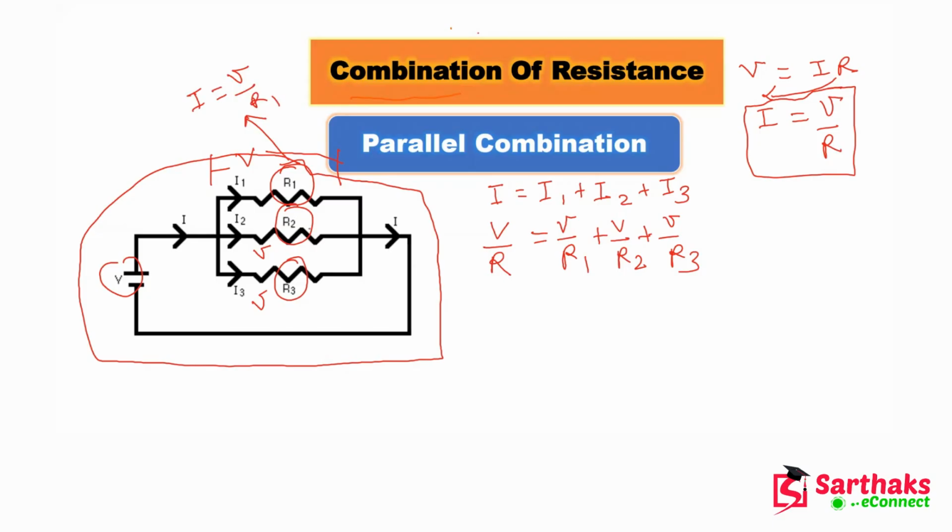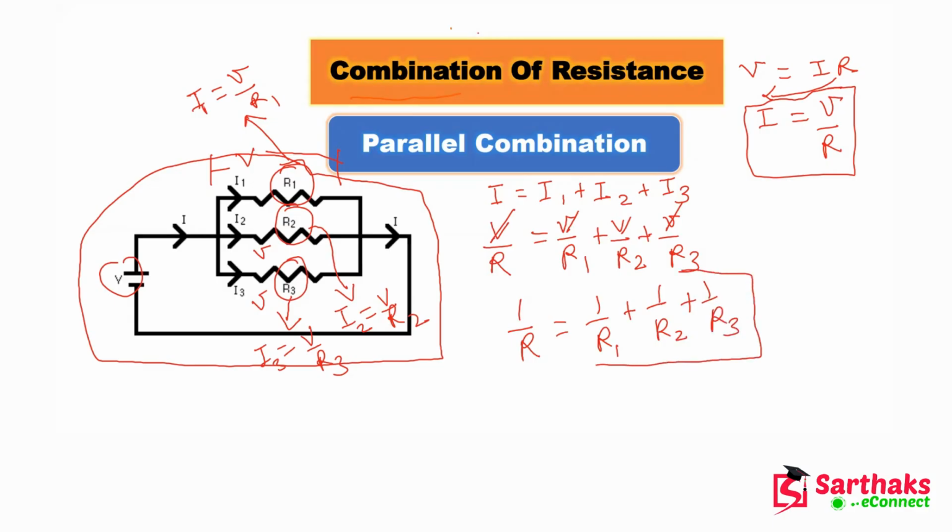If I want to write current for R2, it will be simply V upon R2. And if I write current for I3, it will again be V upon R3. This is for R3, this is for I2, this is for I1. So I simply put these values in this formula, and you can see that this V is common, so it will be cancelled out. And here you will get 1 upon R is equal to 1 upon R1 plus 1 upon R2 plus 1 upon R3. And this is very, very important.